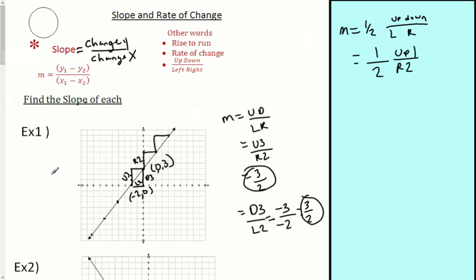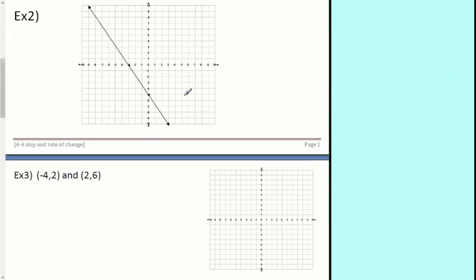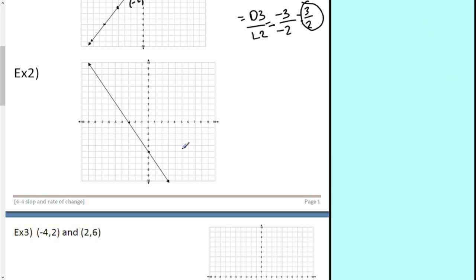All right? Now let's do example 2. Let's do the same thing again. In this graph, remember we like starting with the left-hand point. So here's my left-hand point. To get from this point to this point, remember the top of the fraction is up or down, and remember m is slope. It's up, down, over, left, right.